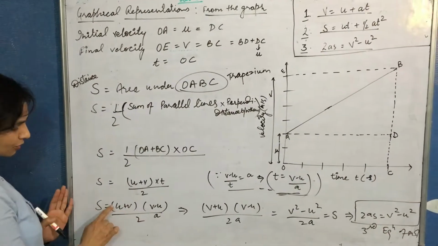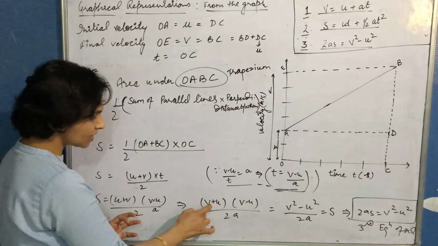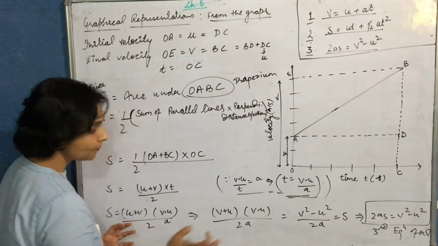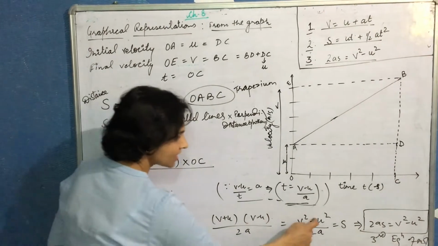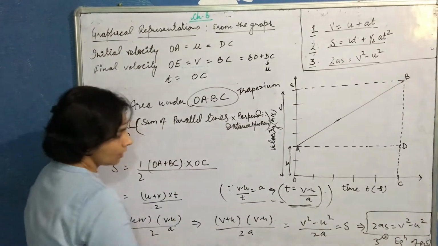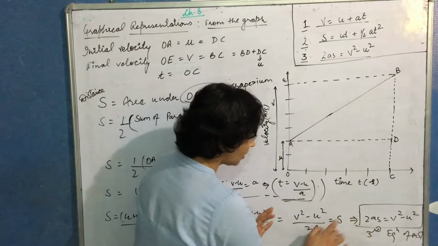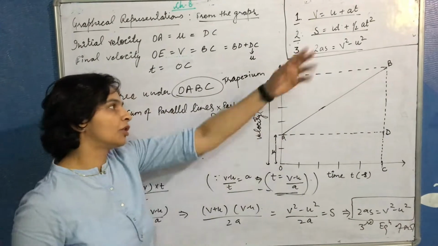So now S is equal to (u plus v) into (v minus u) upon 2a. Just rearrange it: (v plus u)(v minus u) upon 2a. You know (a plus b) into (a minus b) is what? a square minus b square. That is (v square minus u square) upon 2a is equal to s. Just rearrange it: 2as is equal to v square minus u square. That is the third equation of motion.